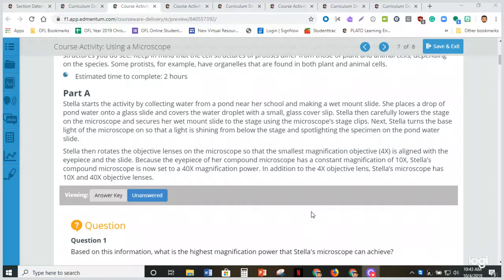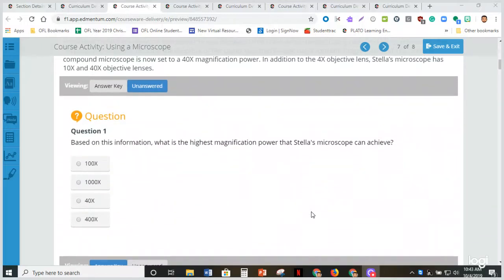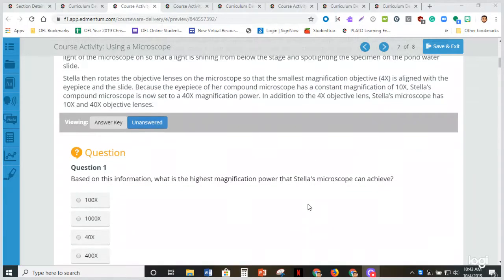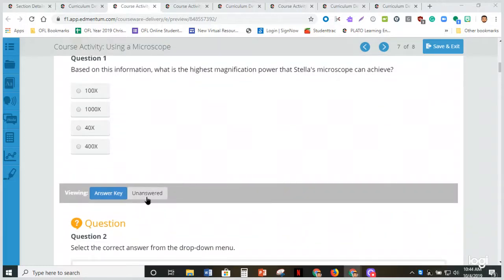In part A, you're going to read about how Stella is collecting pond water and how she's looking at it. It's going to talk about magnifications. In the first question, you're trying to think what the highest magnification is in Stella's microscope. At the end it says Stella's microscope has a 10x and then a 40x objective lens. So you're going to have to multiply 10x by 40x, and then you'll get the highest magnification that Stella has. Then you'll click on it so that you can answer it.